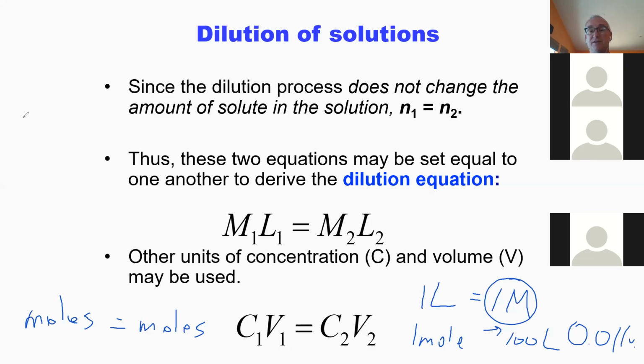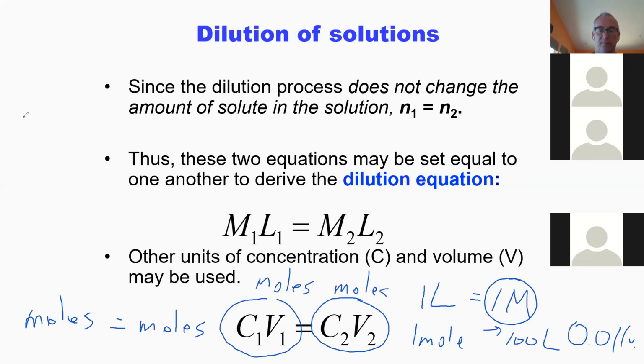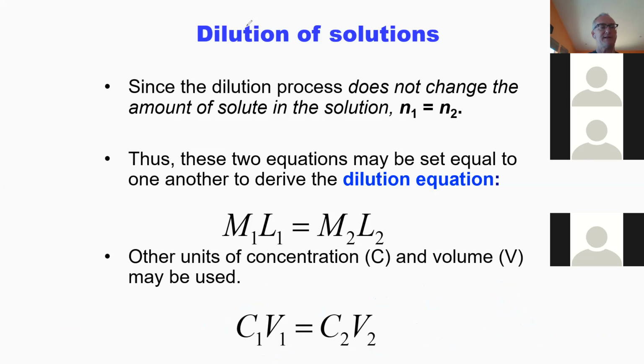So it's really easy to do dilution because the number of moles is going to be the same. So my concentration times the original volume is always going to equal the concentration times the second volume, because this is moles on this side, and this is moles on this side. So you're going to have to do some of these dilutions. And just remember that the number of moles is always going to be the same.